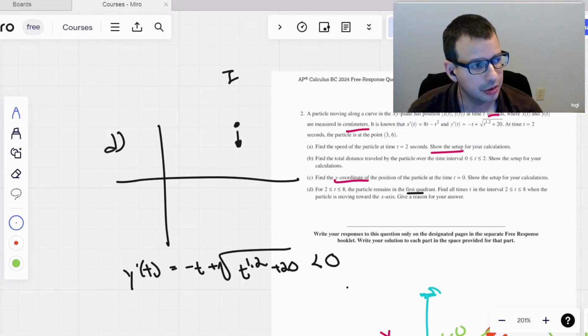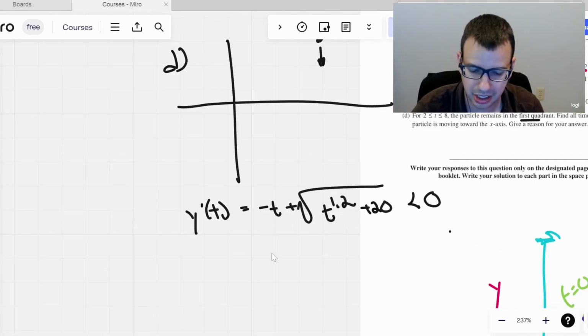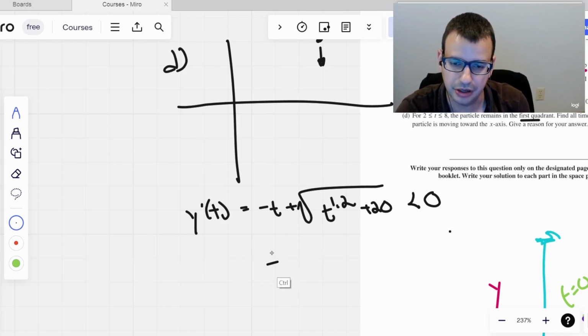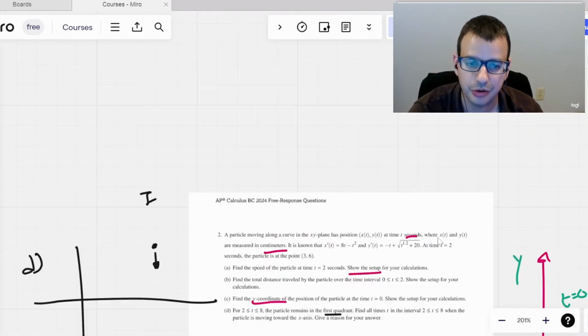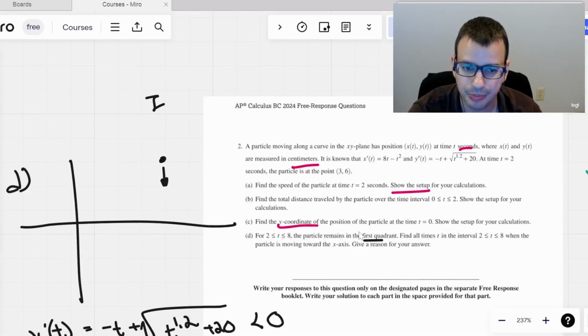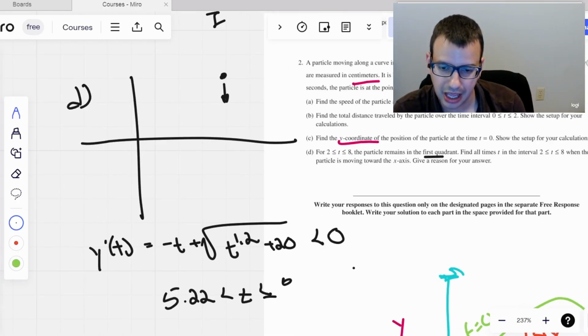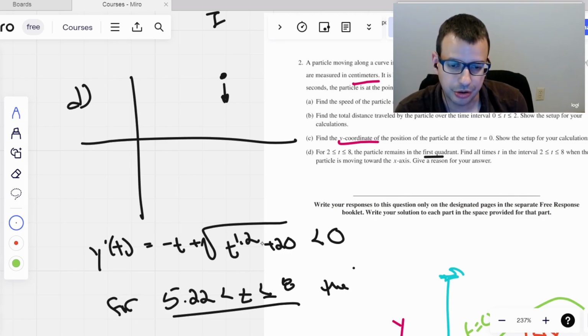Okay, sounds good. And so for that, we can say that therefore, I'll do this a little bit differently, 5.22 less than t, and then we probably want a real value, so it's going to be less than or equal to 8. And before this interval, the particle is moving towards the x-axis.